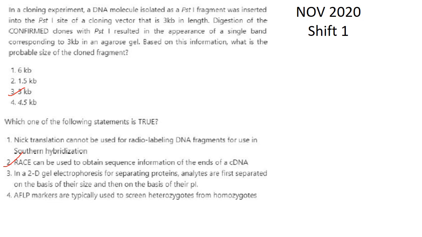AFLP markers are typically used to screen heterozygotes from homozygotes. AFLP is a dominant marker, so it cannot be used to screen heterozygotes. So the answer here is option 2.